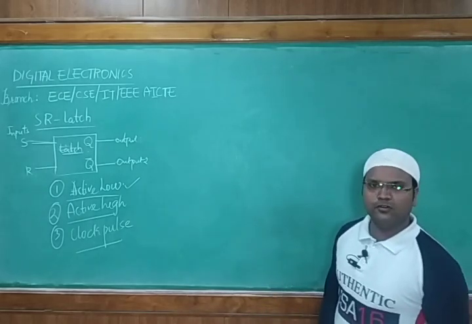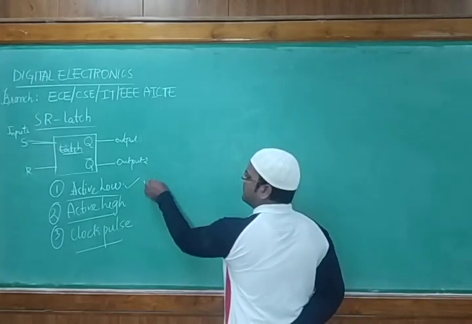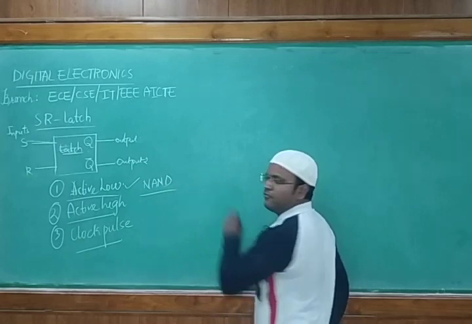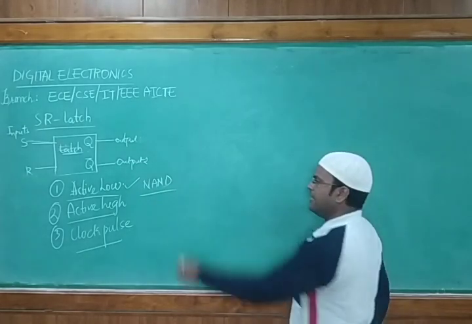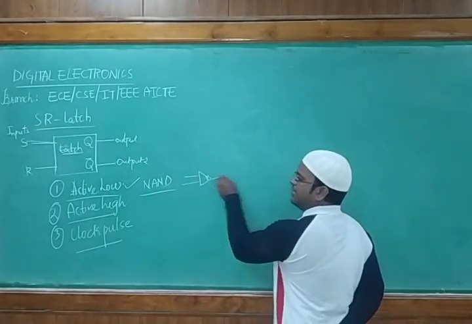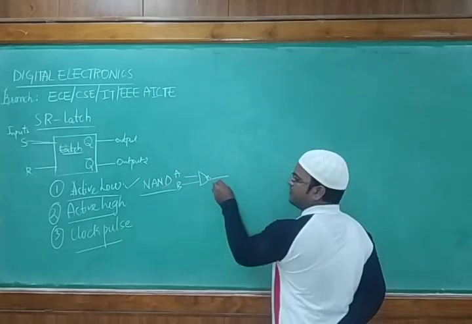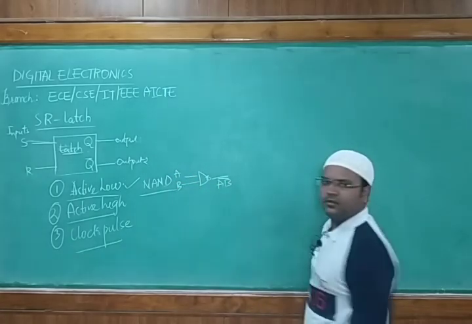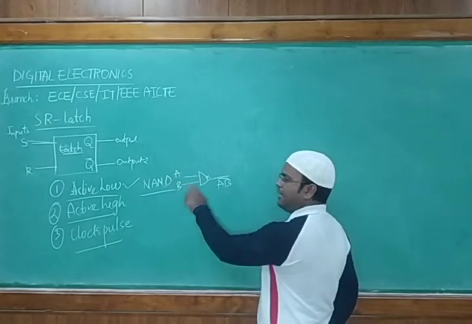What is the meaning of active low? We are using the NAND gate. By using the NAND gate we are going to design. So what is a NAND gate? We have seen in the previous class that a NAND gate consists of inputs A and B, and the output would be (AB) bar, right? So this is nothing but the NAND gate approach.